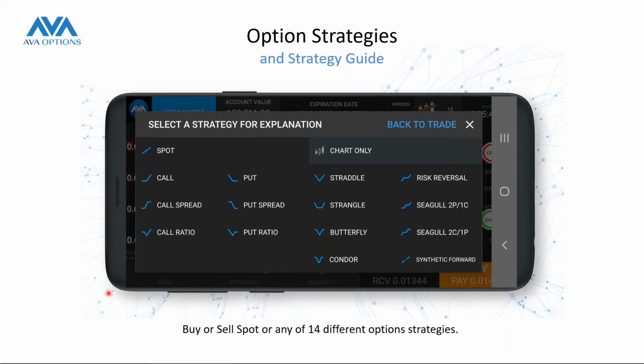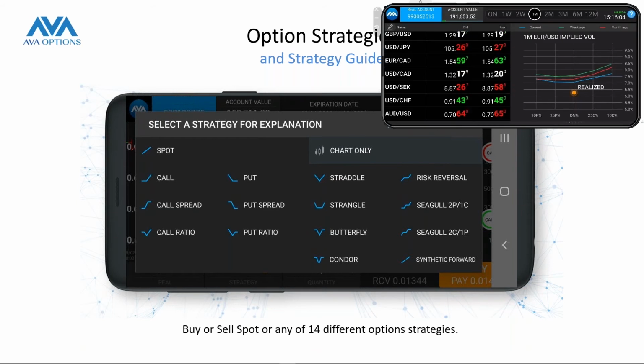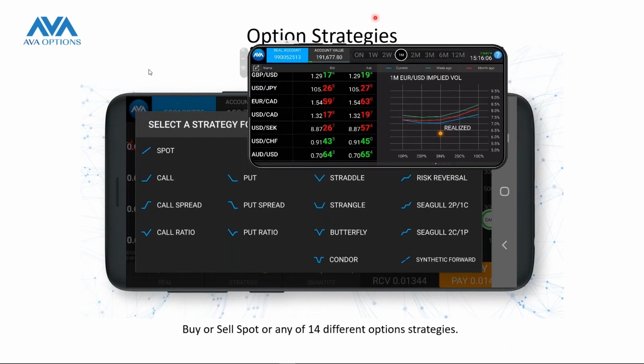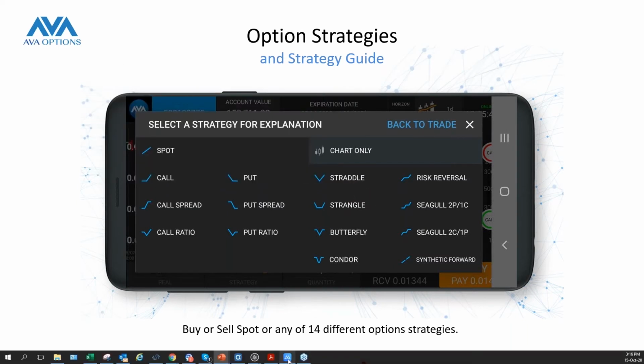I'm going to pull up the app. Actually, let me pull that app back up again. Here is a nifty little program that I just got to share the app on my screen.